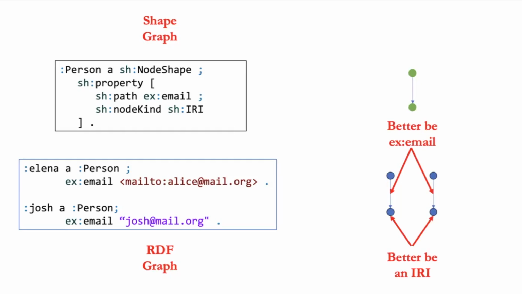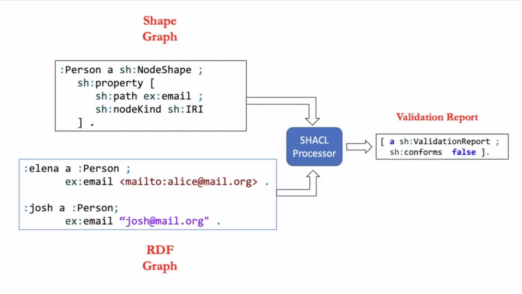Let me ask you real quick. Are these IRIs? Are both of them? One is a string. Josh, unfortunately, used a string. Need those brackets, baby. Does that make sense? You feed this into a processor, and what you'll get is a false conformance.